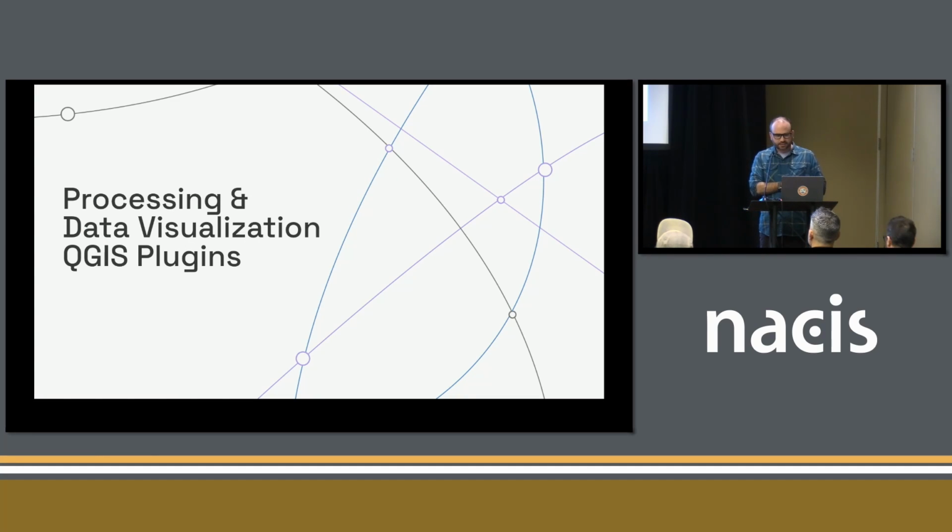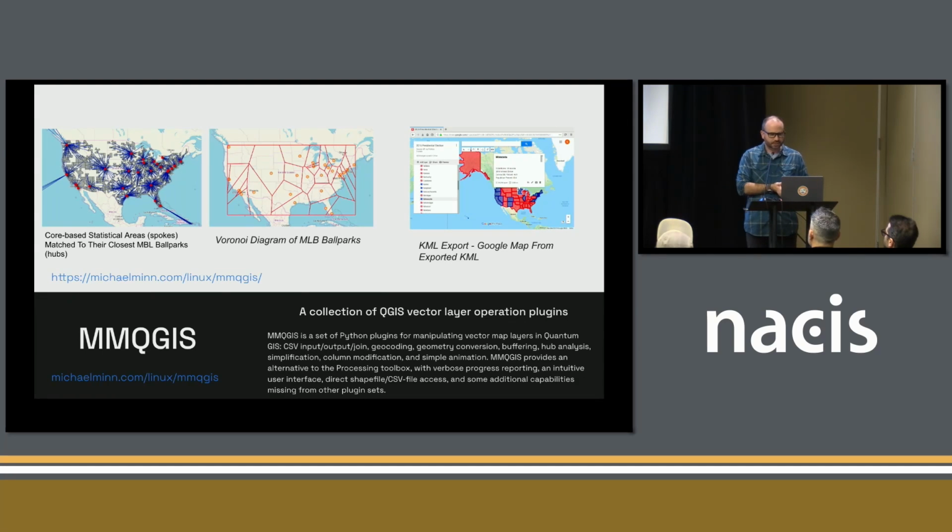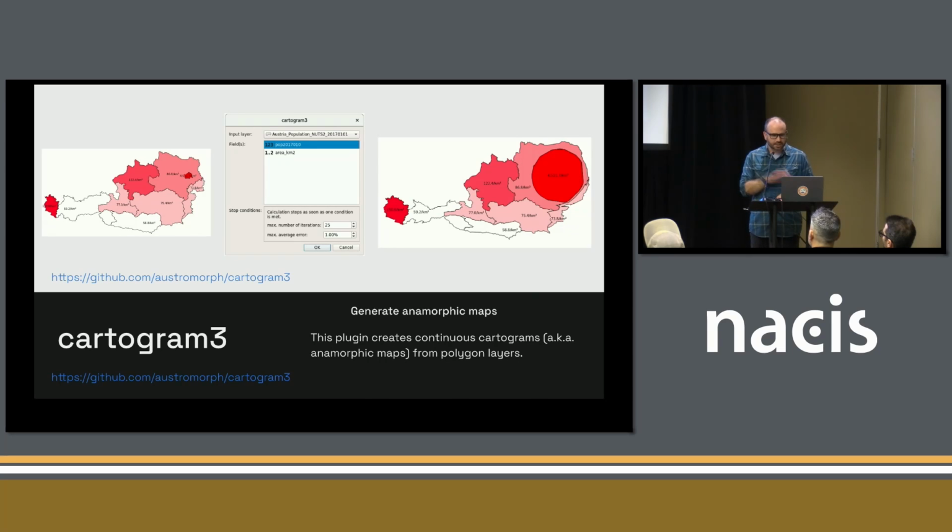Then we have these processing and data visualization plugins. So these are things like QGIS, which is really this huge collection of all kinds of different vector layer operations. I think of this one as kind of like the standard library for QGIS, really, that implements a lot of things that are not natively available there, but I imagine a lot of folks are using it. One that someone had mentioned to me yesterday was Cartogram3 for creating cartograms, which I was not familiar with before. This one looks pretty neat.